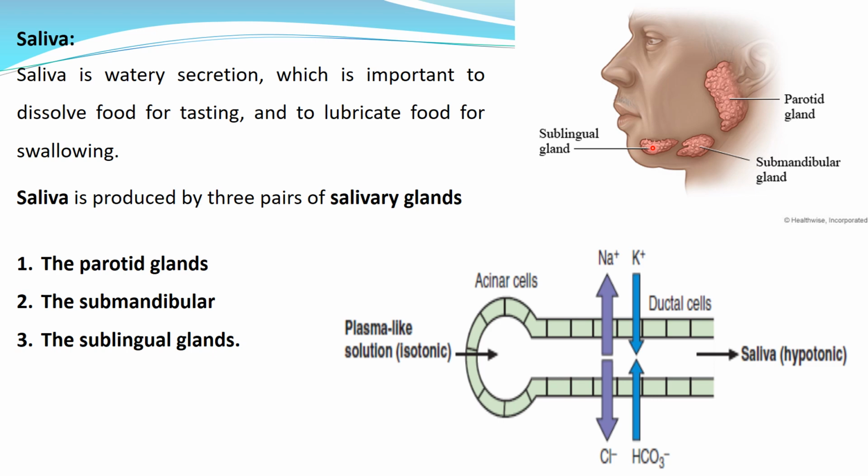Sublingual means it's located beneath the tongue. Normally the saliva has the same osmolarity as the plasma. As you know, plasma is an isotonic solution.